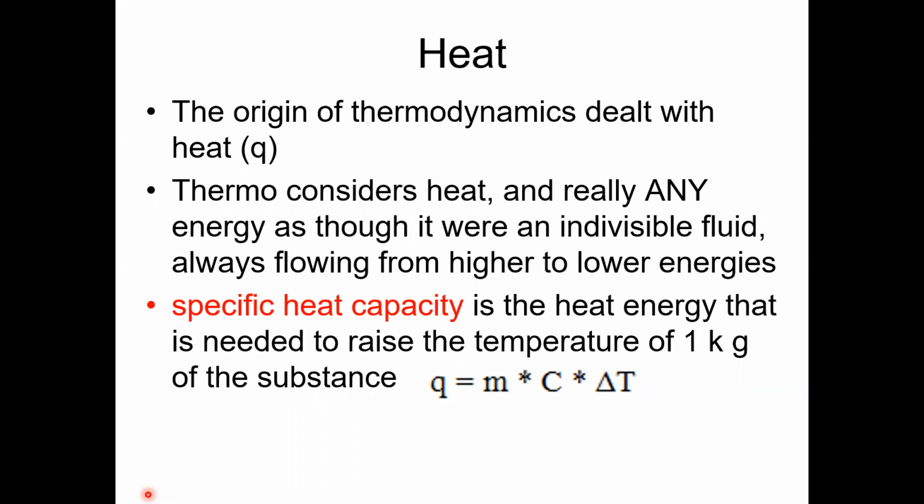Specific heat capacity is the heat energy that is needed to raise the temperature of 1 kilogram of the substance. Q equals mc delta T, where Q is the heat, m is the mass of the substance, C is the specific heat capacity, and delta T is the change of the temperature.